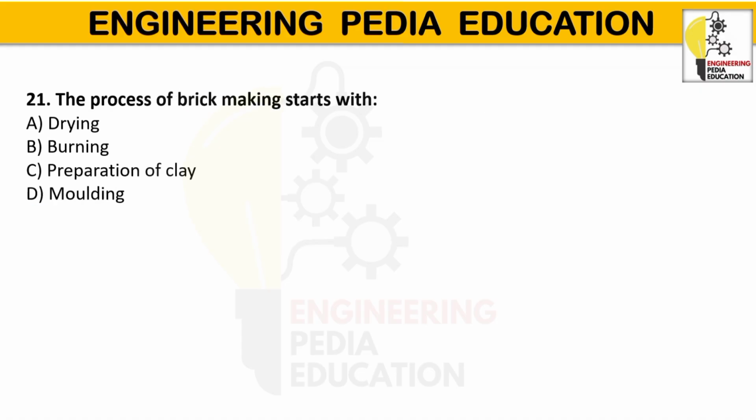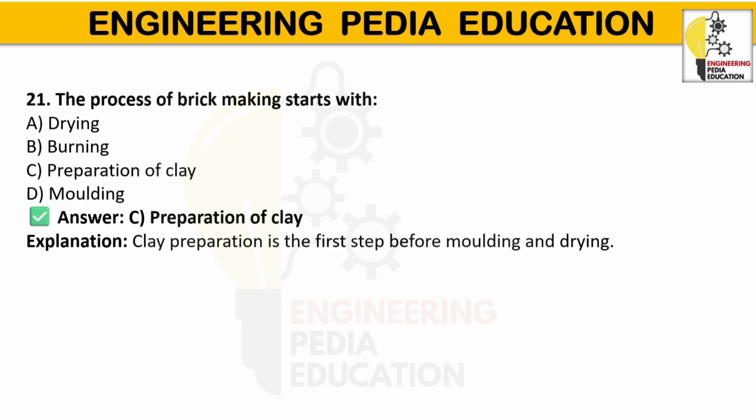The process of brick making starts with drying, burning, preparation of clay, or molding. So the correct option is preparation of clay. In the first step, clay is prepared before molding and drying. So the process starts with preparation of clay.